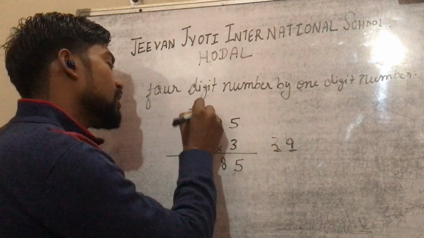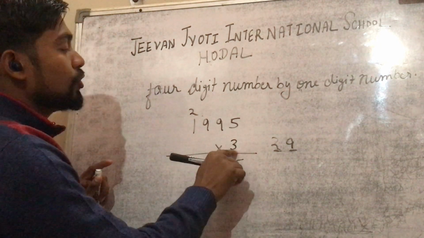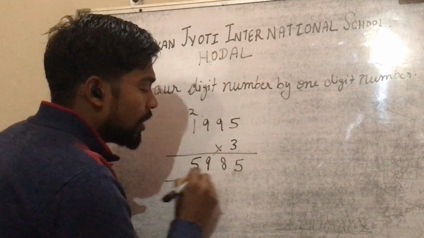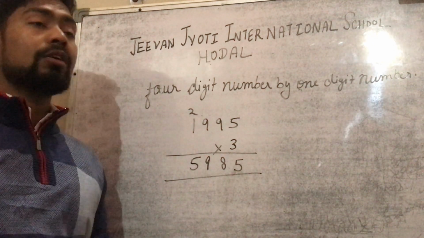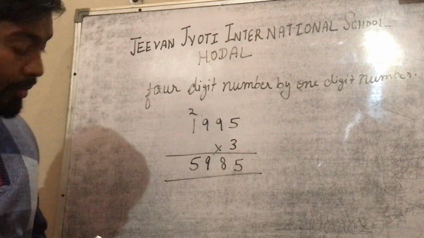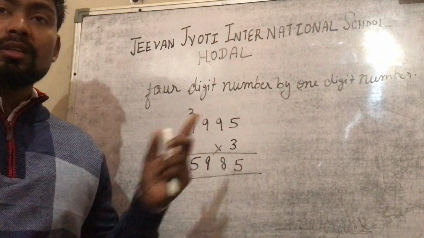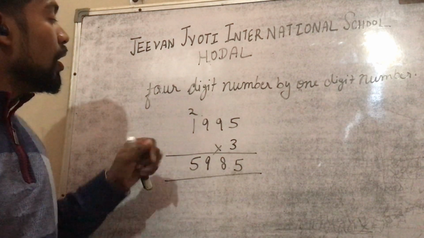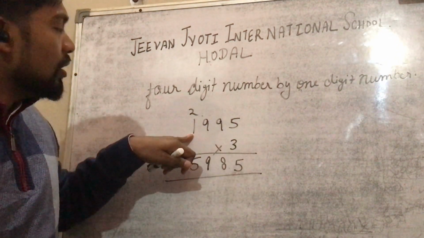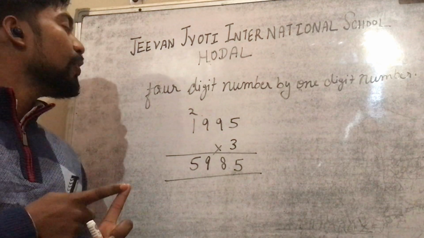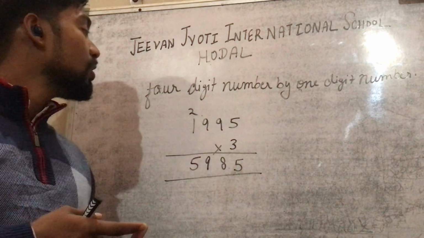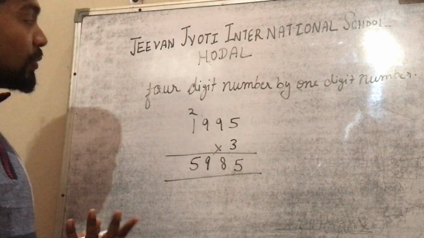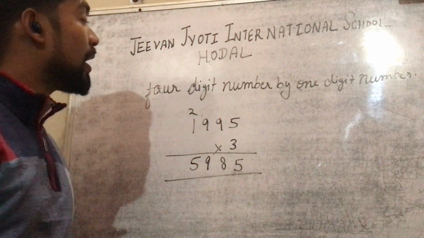So 3 ones are 3, and 3 plus 2 comes out to be 5. So this is the multiplication of a 4-digit number by a 1-digit number. So in this way you also do the multiplication. So this is my date of birth. You also try to multiply your date of birth by your favorite number. My favorite number is 3 here, but you can do any numbers. So try to multiply the numbers.